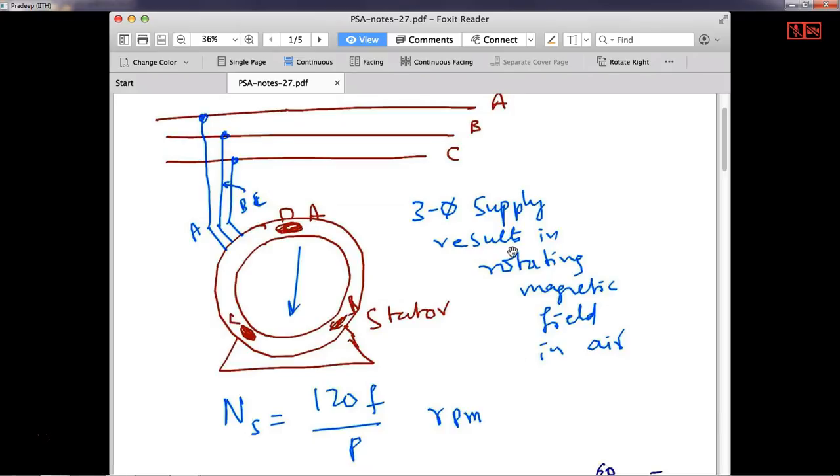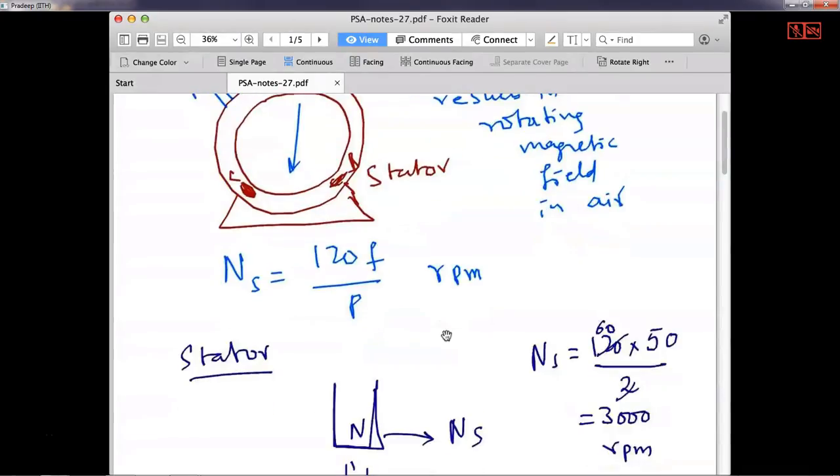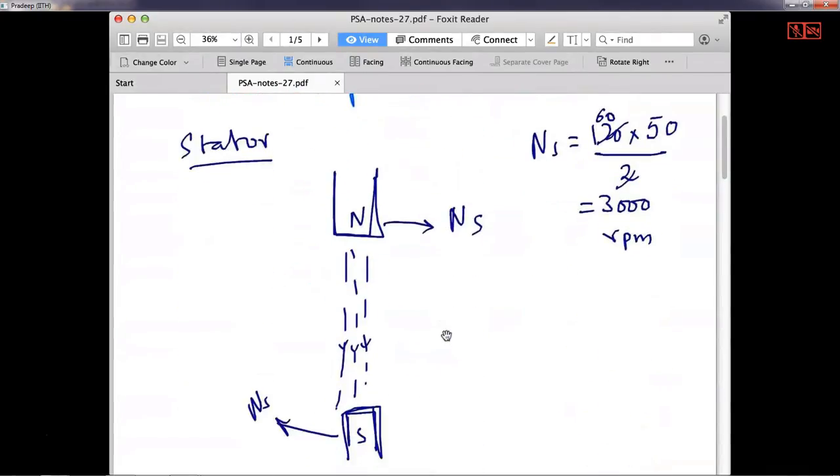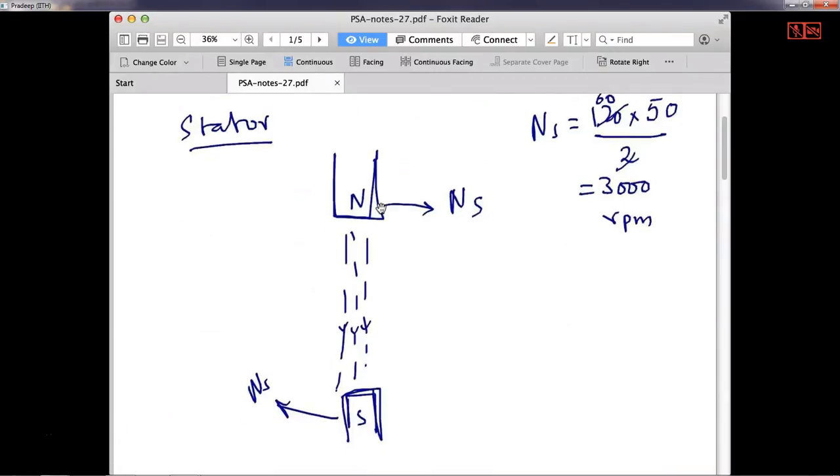So three-phase supply results in a rotating magnetic field in the air gap. The rotating magnetic field right now is downwards. It can be this way, it can be this way, and so on. It is continuously rotating at synchronous speed. As a result, the stator can be represented as two imaginary magnetic poles. There's one north pole here, one south pole here, and this north pole is rotating at synchronous speed, and this south pole also rotating. So these two together are rotating around the stator.